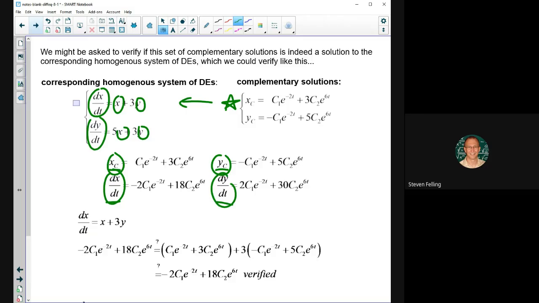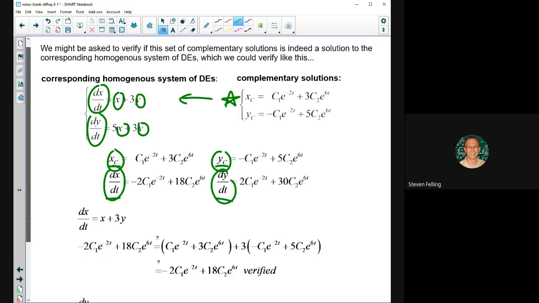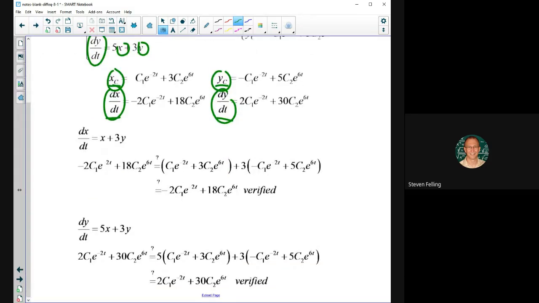So if we work with this top equation first, in the notes it shows that if you plug in this for dx/dt on the left-hand side, and then you plug in this for x and this for y, those two sides are in fact equal, and you verify that the solution set is a fundamental solution for the first line of the system. And then this is the step showing it being plugged into the second differential equation.